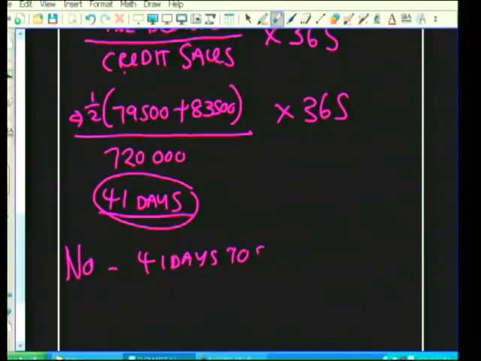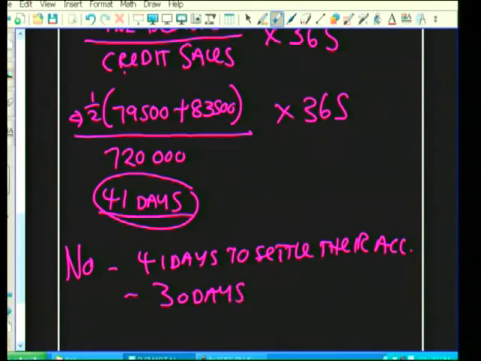The reason? Debtors are taking 41 days to settle their accounts. And remember, the time that they are given is 30 days. So they're obviously taking too long to settle their accounts. We obviously need them to pay us so that we can pay our creditors on time. But that's not happening. They're taking 41 days to settle their accounts. Okay, let's move on now to our next question, guys.